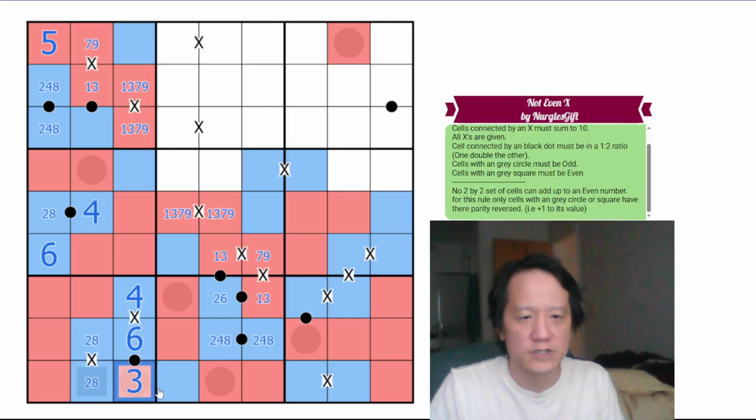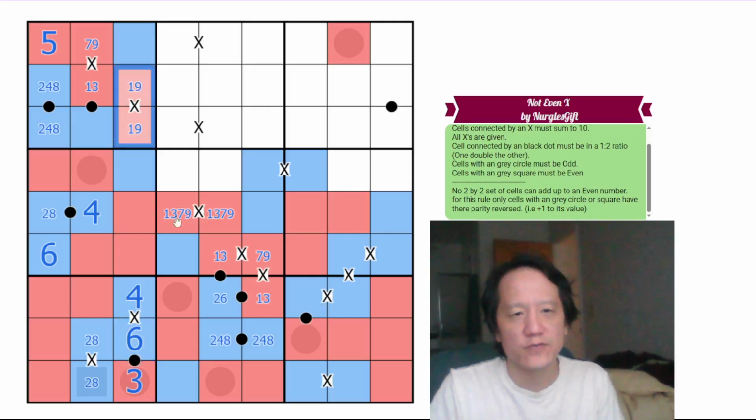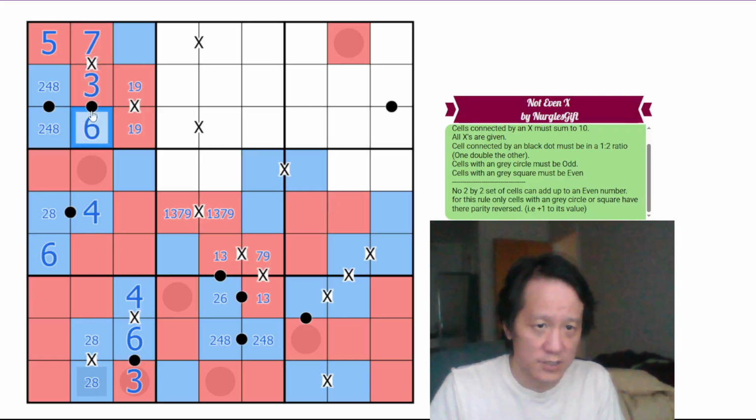This must be 6 and 3 in a 1 to 2 ratio. Therefore, this cannot be 3 or 7. This is a 1, 9 pair. This 1, 9 pair eliminates 1 and 9 in the rest of the box, so this is 3 and 7, which forces this to be a 6 to be in a 1 to 2 ratio with 3 or 8.